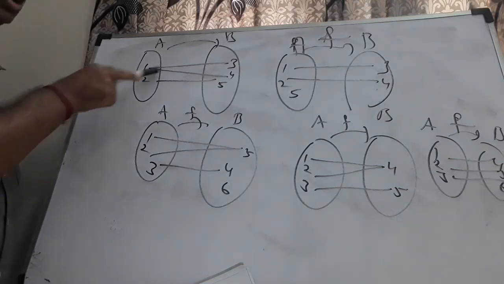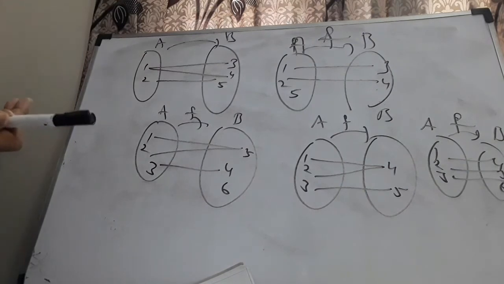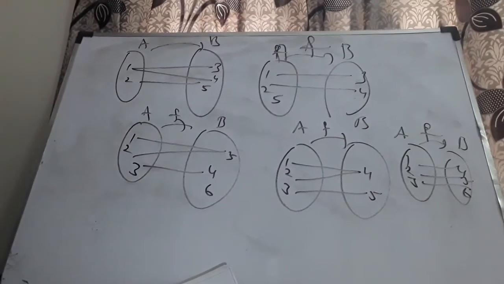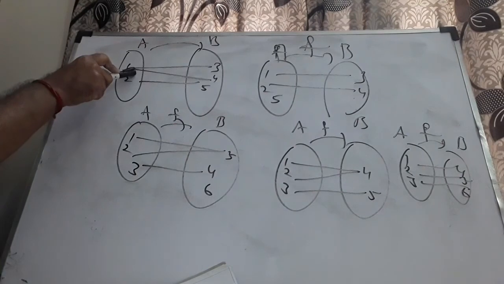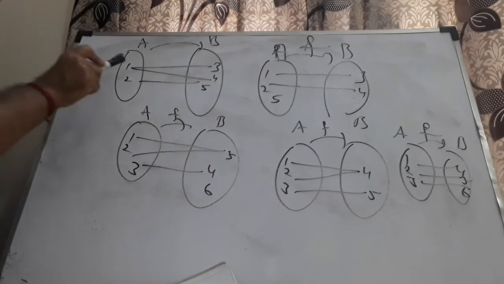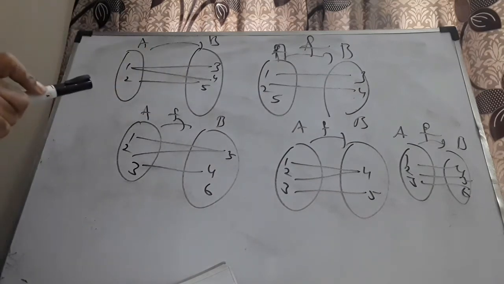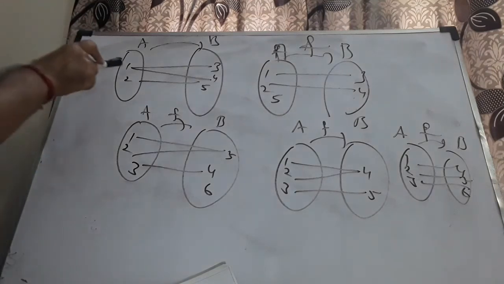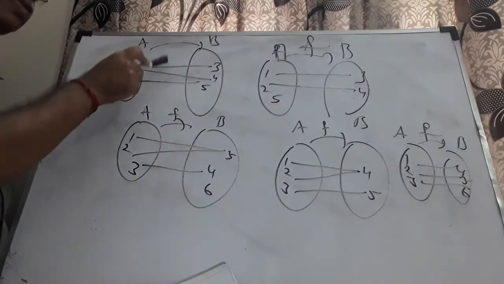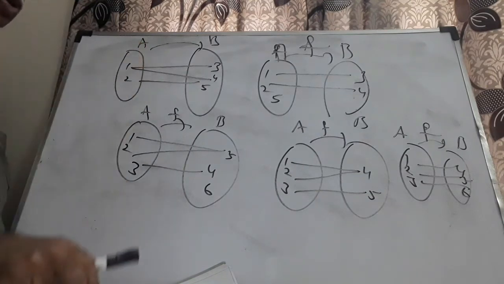Here, one is trying to travel in two different trains at the same time. It is not possible. Anybody can travel at the same time in only one train. He or she can't travel in two different trains. Therefore, this is not a function. Similarly, one element should not have more than one image. Here, one is having two images. The passenger one is trying to travel in two different trains at the same time. It is not possible. Therefore, this is not a function.